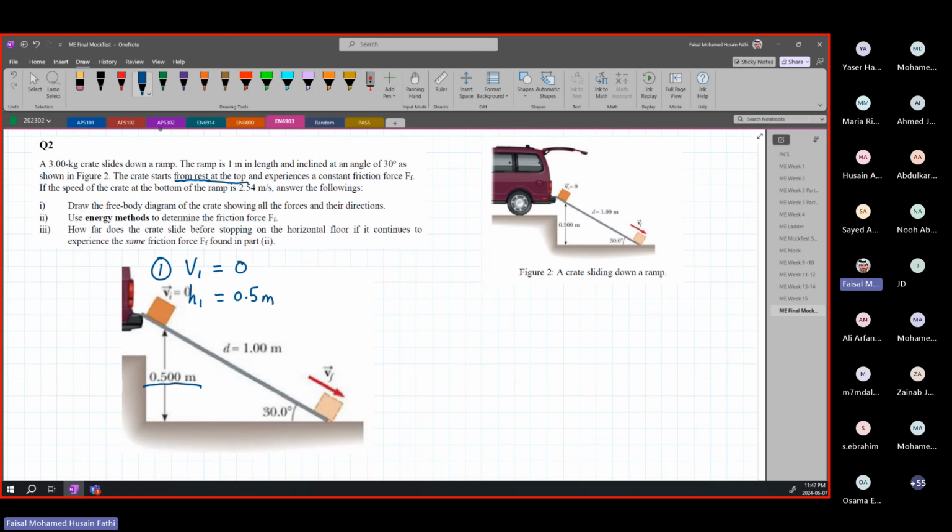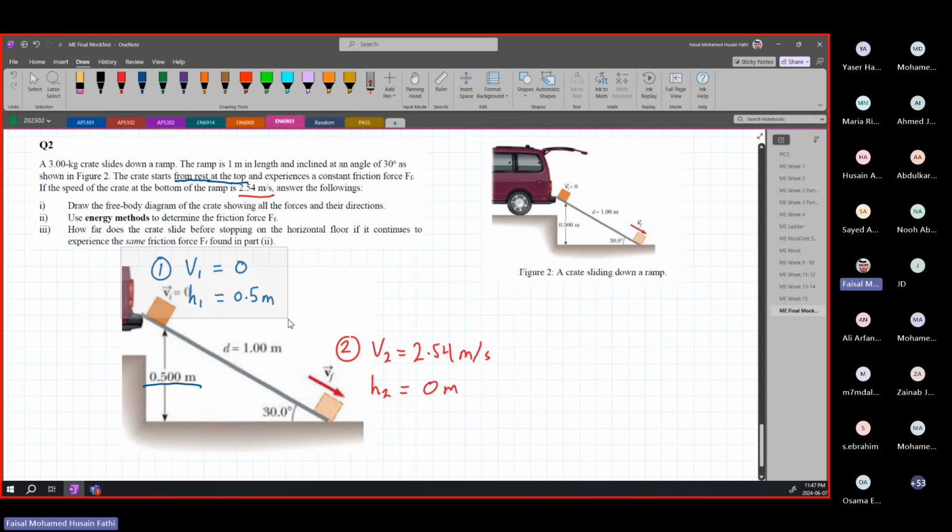At position 2 now, when we reach the second stage, we have V2 equal to 2.54 meters per second, as said in the question. It says the speed of the crate at the bottom of the ramp is 2.54 meters per second. And our height 2 is now equal to 0 meters. So we have the velocity and height of phase 1 and the velocity and height of phase 2, so we can find our energies up and down. Before that, let's see what the question wants. It says draw the free body diagram of the crate, showing all forces and their directions.